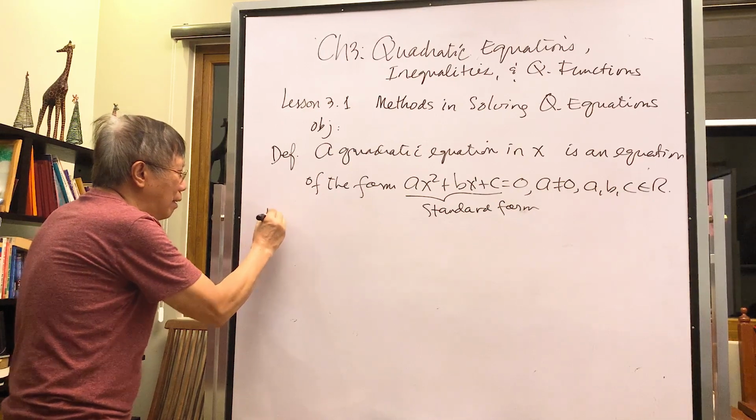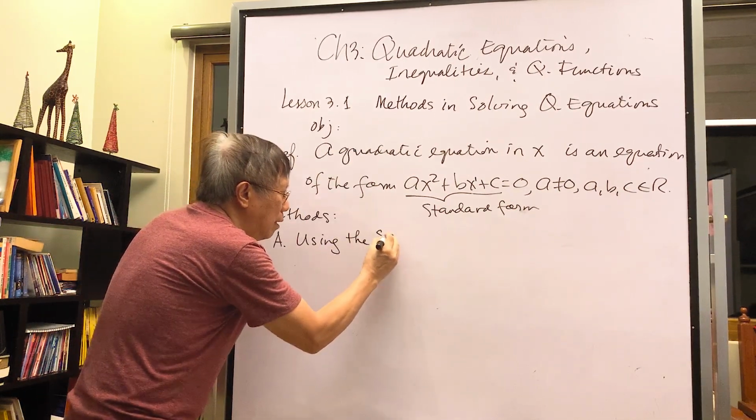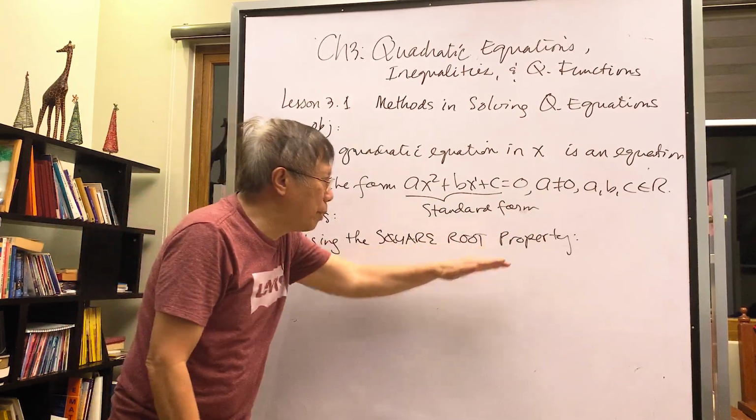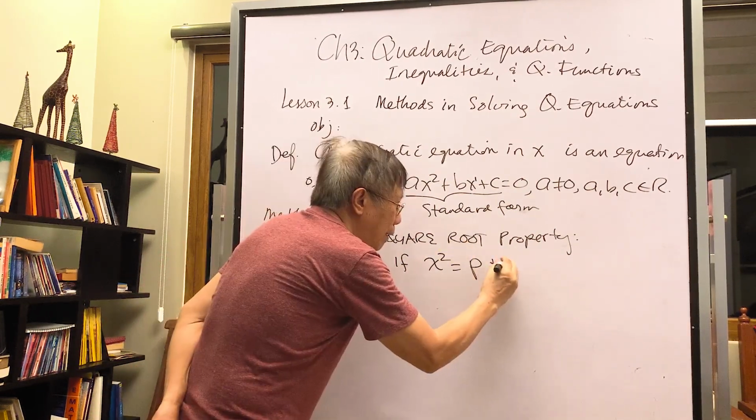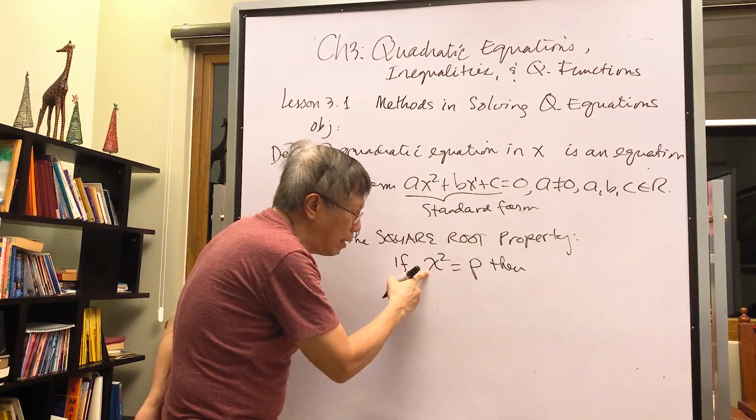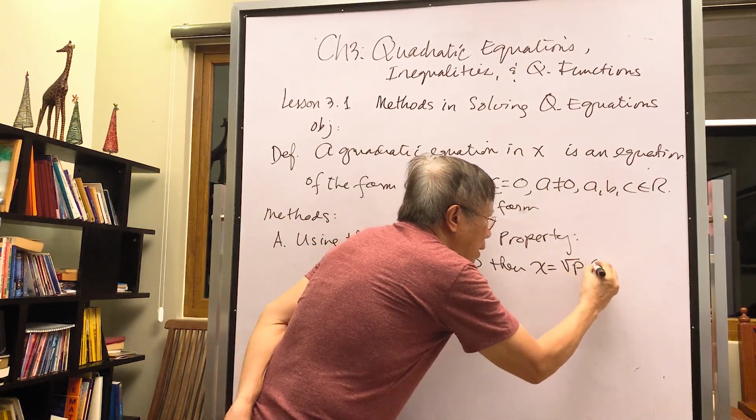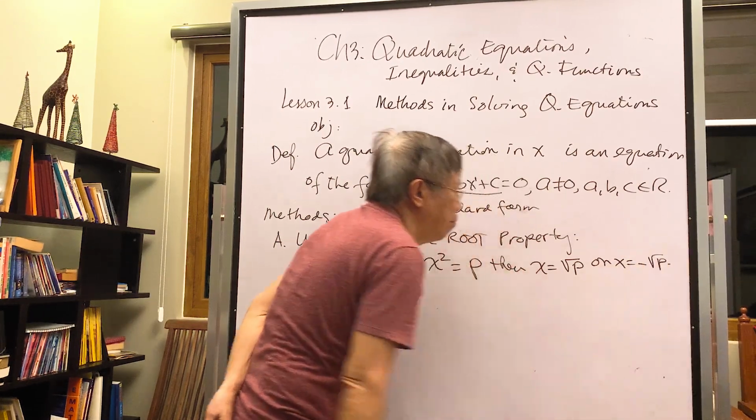Okay, so these are the methods. First method, using the square root property. What is this square root property? We have, if x squared equals p, then we can have this become linear by saying that x equals square root of p or x equals negative square root of p.